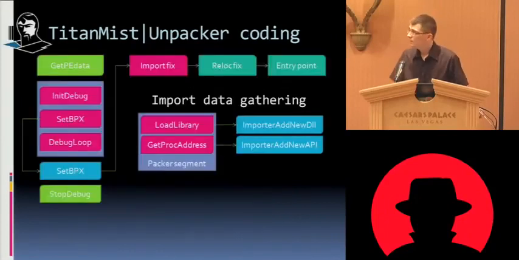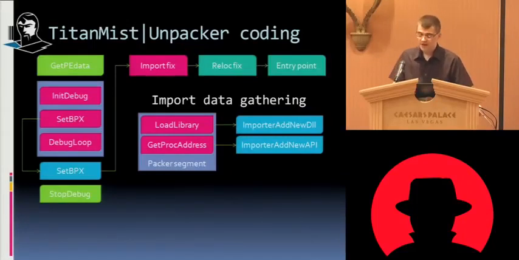So if you are familiar with this slide, it's because this slide is from last year's Titan engine, and this describes how you write dynamic unpackers with the Titan engine. So what you do is you read the data from the file, and then you initialize the debugging process, setting some breakpoints, which collect all the data about import fixing, relocation fixing, and at the end entry point as the final breakpoint, which finalizes the unpacking process.